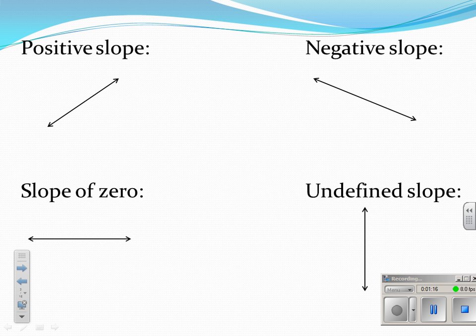Now the reason that one ends up being called undefined, if you remember your rise over run ratio for slope, the run is the bottom of that ratio. And as in our last chapter we talked about having zero in denominators of ratios or fractions, that turns into an undefined amount.